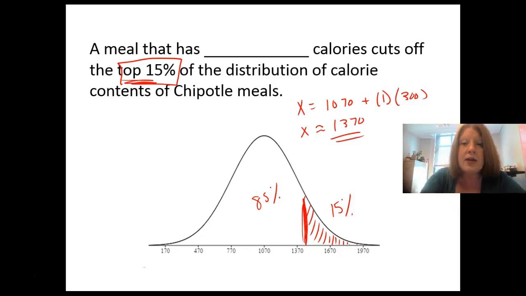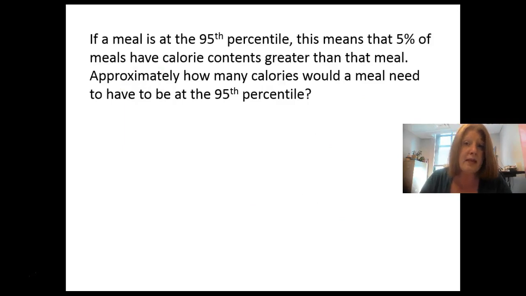So the value that cuts off the top 15% is the same value that cuts off the lower 85%. And we always have to go into the table and look for what's lower than. So anytime you have a problem asking for a certain top percentage, you have to think about what would be less than that. Here's another quick example that hopefully will solidify this idea. If a meal is at the 95th percentile, this means that 5% of the meals have calorie contents greater than that meal, and 95% are less than that. Approximately how many calories would a meal need to be at the 95th percentile?